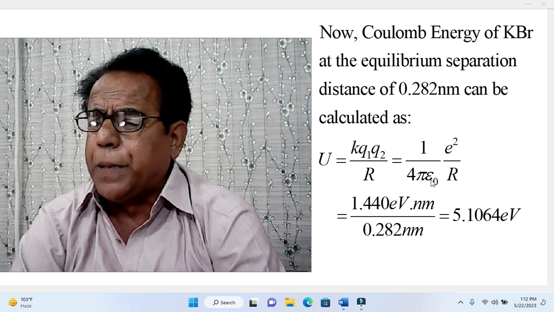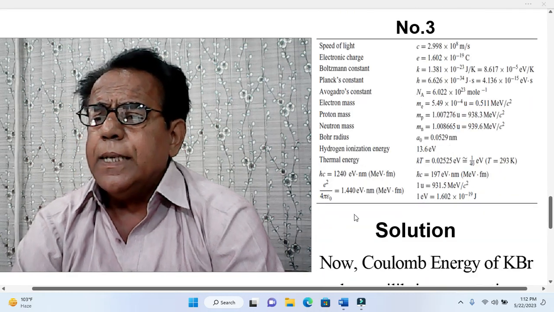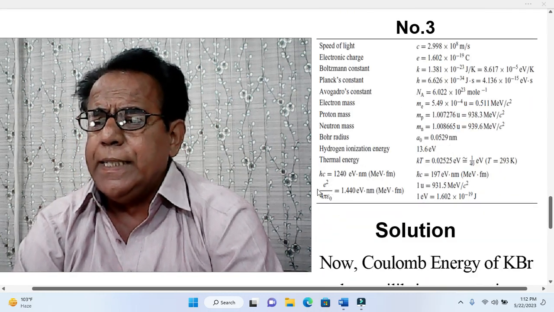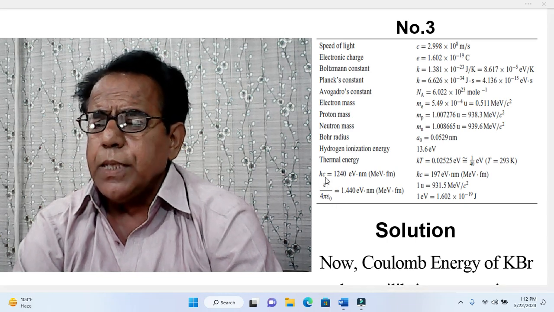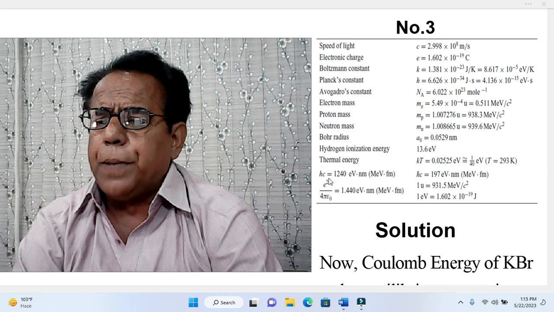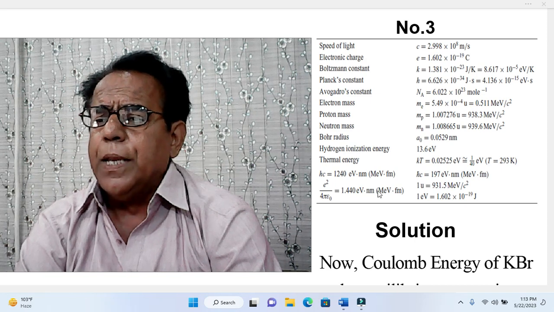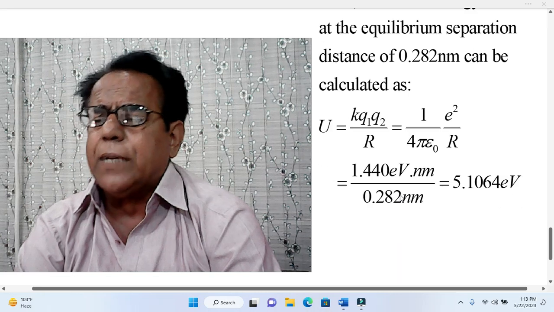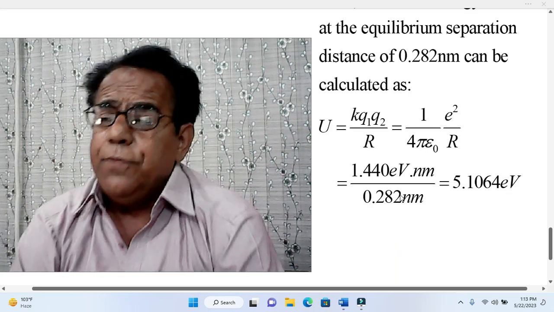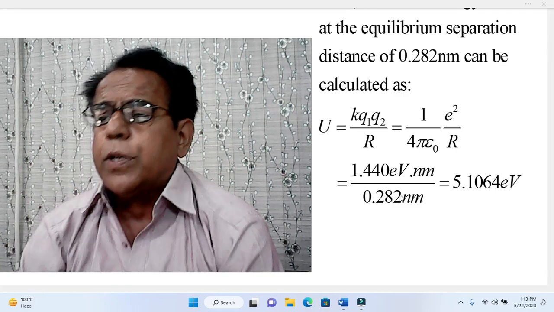Students, here we have used this value in place of R, while the remaining factor, that is e square over 4 pi epsilon naught, is given in table number 3. It is equal to 1.440 electron volt nanometer, or million electron volt femtometer. Here we do not take femtometer, we take the expression in terms of electron volt nanometer.